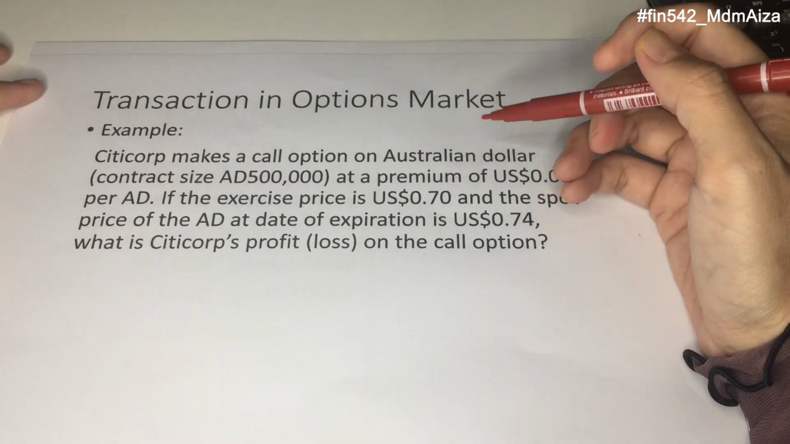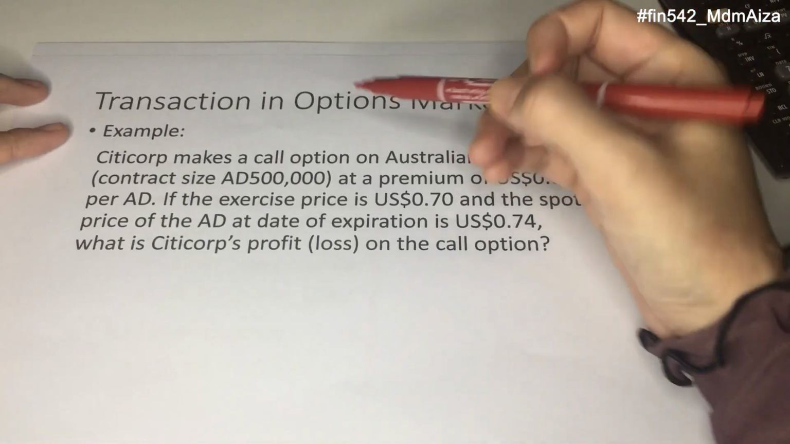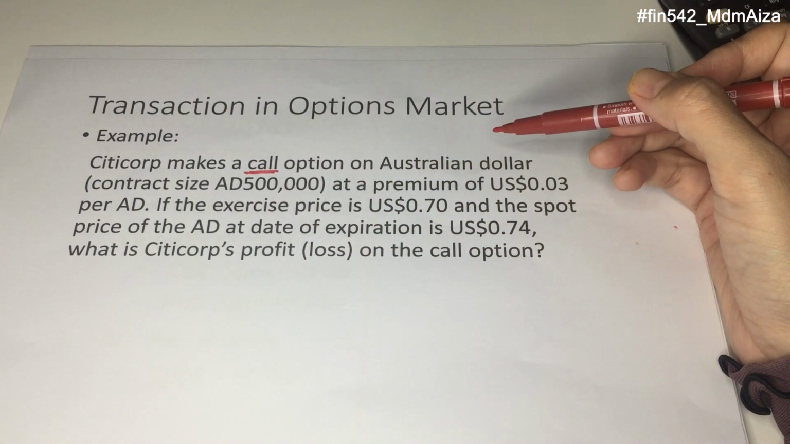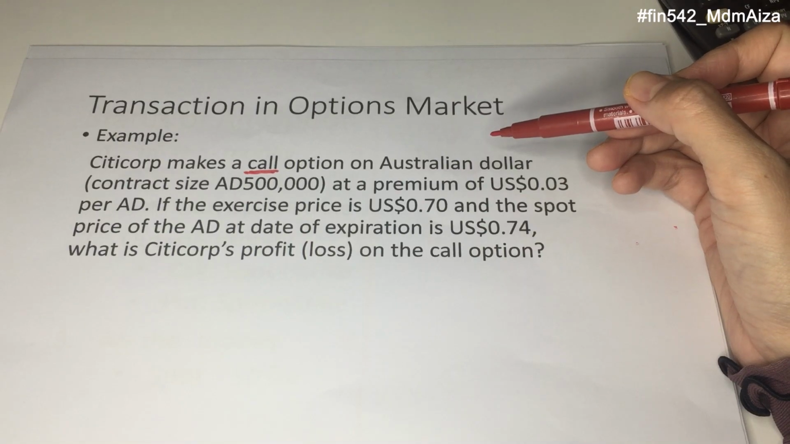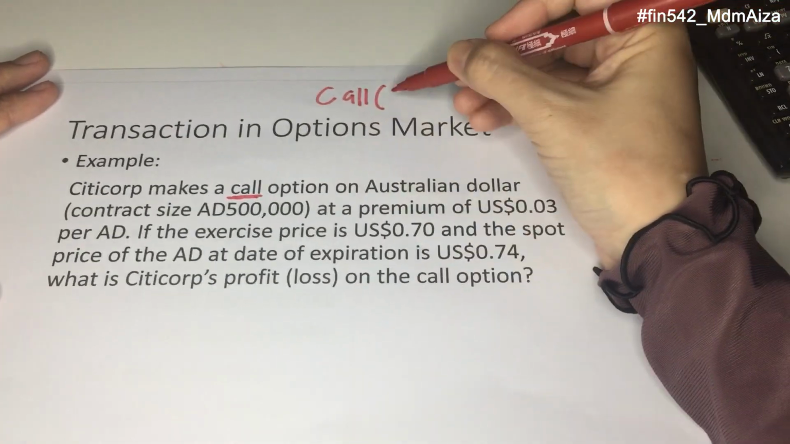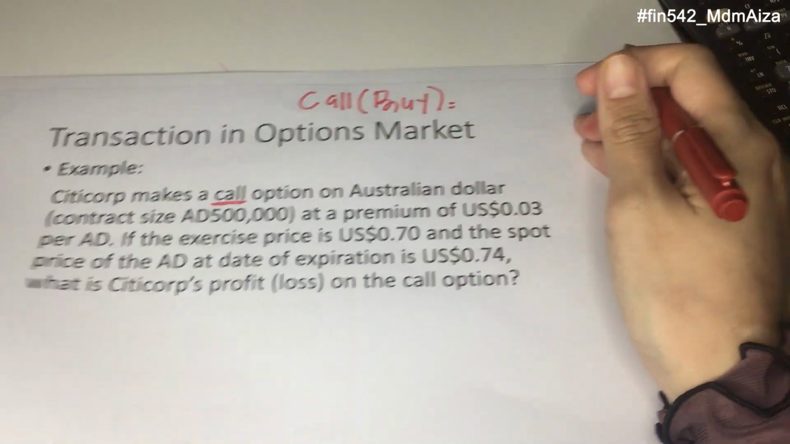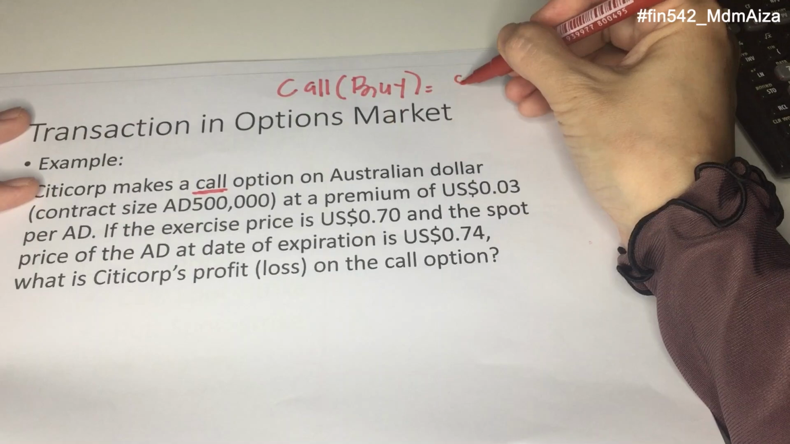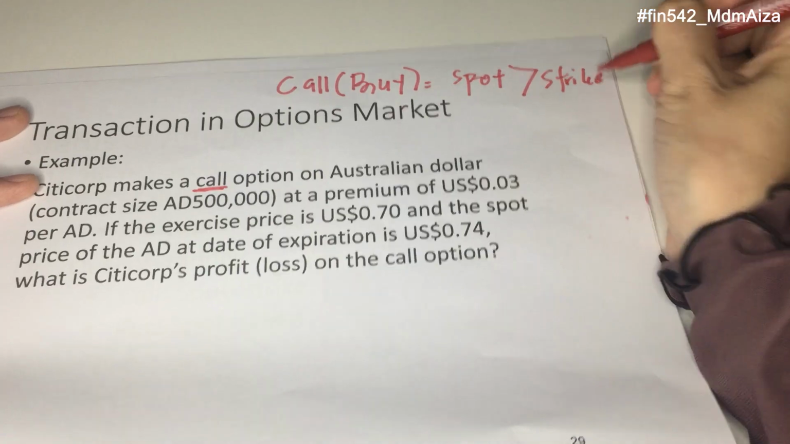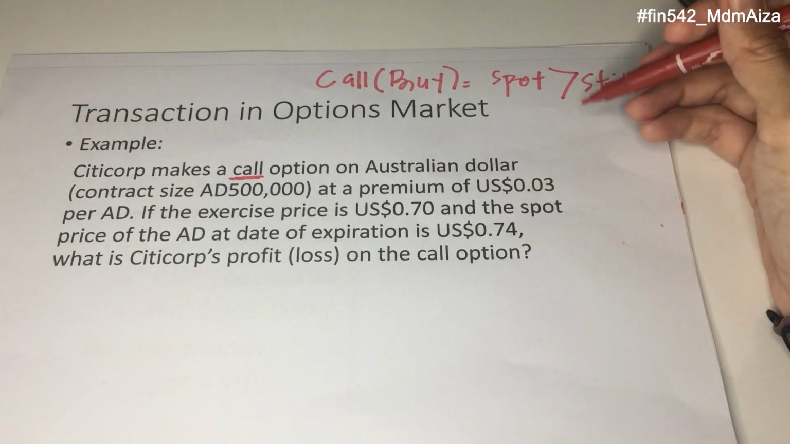Okay, this is an example of an options market question. For call options, please highlight what the question asks you to calculate, whether it's call options or put options. So remember, this is a call option. When we talk about a call, it means a buy. For you to be in the money, your spot must be bigger than your strike. That's a very important piece of information or data that you need to highlight.